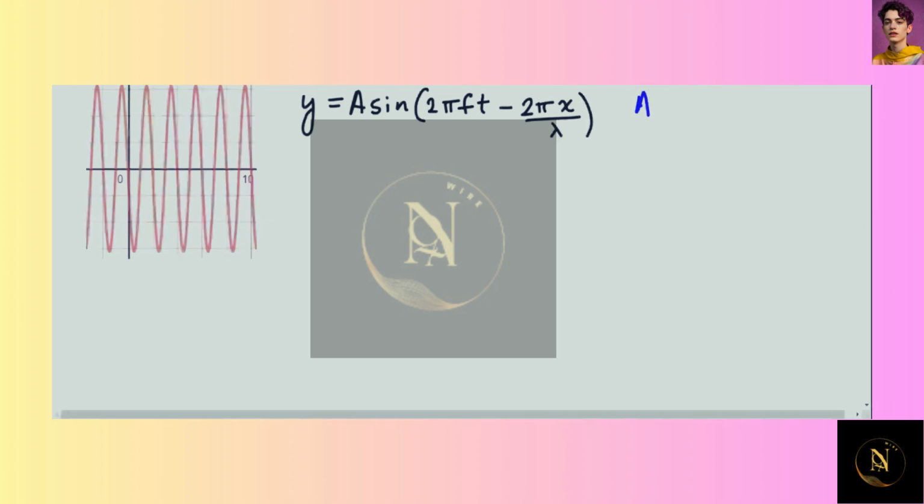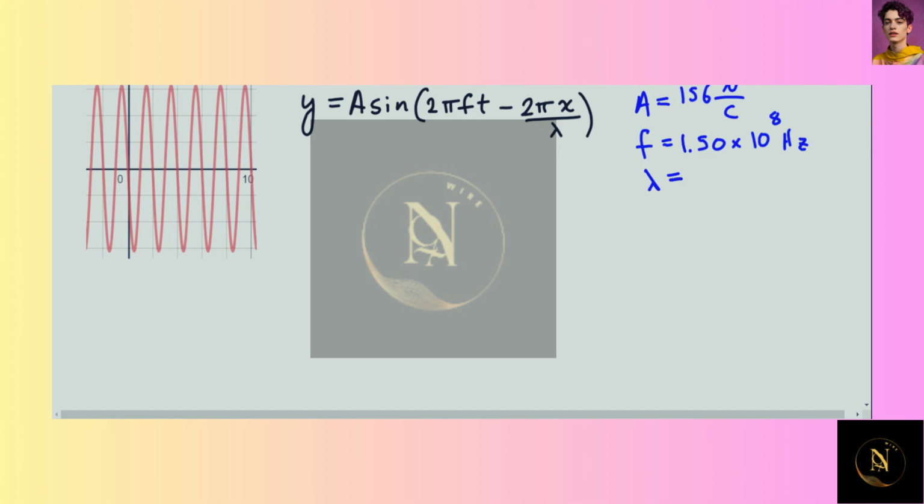A is the amplitude. That's the maximum magnitude of the electric field, in this case 156 newtons per coulomb. F is the frequency. They've given that to us as 1.50 times 10 to the 8 hertz. And lambda is the wavelength.